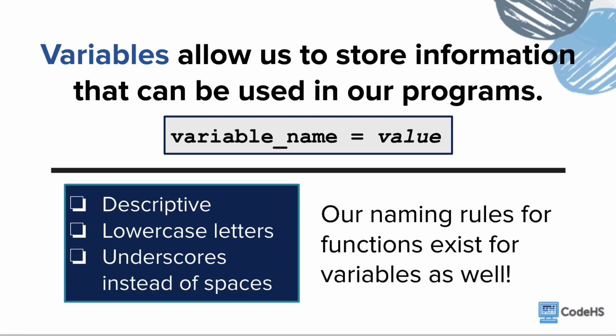Remember that when choosing a name for our variables, we need to follow the same rules we learned when naming functions. This means our names need to be descriptive, meaning they give information about what value the variable holds, use lowercase letters throughout the name, and use underscores between words instead of spaces. Let's take a look at an example.